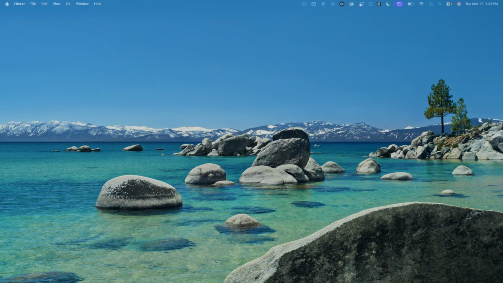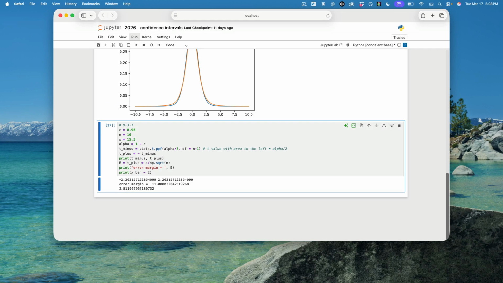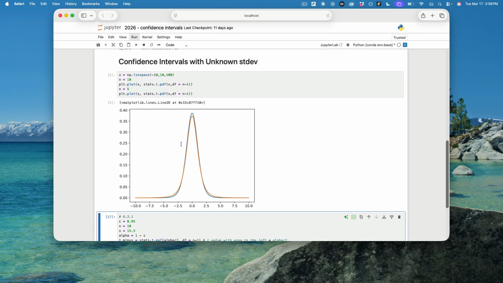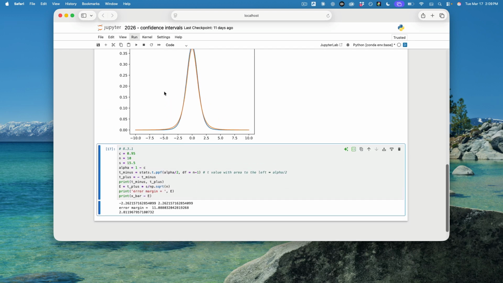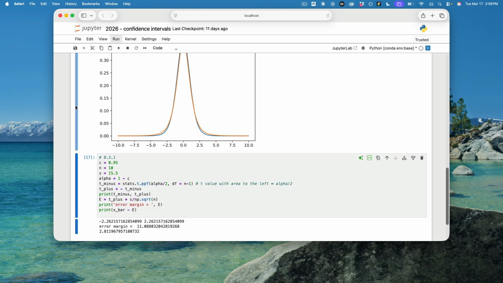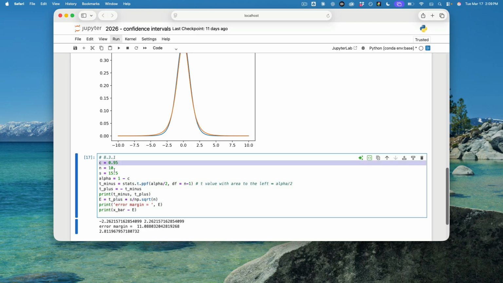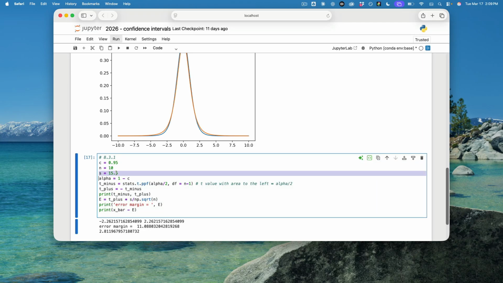So if you pull up your Jupyter notebook from last time, it was confidence, 2026 confidence intervals. I think that's kind of what it's called on my end. Confidence level, and for those on the back, just have that handy, and we put in the numbers. 95% confidence, sample size is 10, sample standard deviation is 15.5, alpha is 1 minus the confidence level, and then we do the reverse lookup for the t distribution.